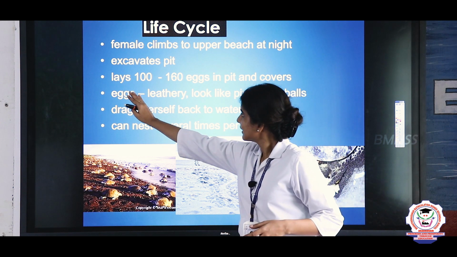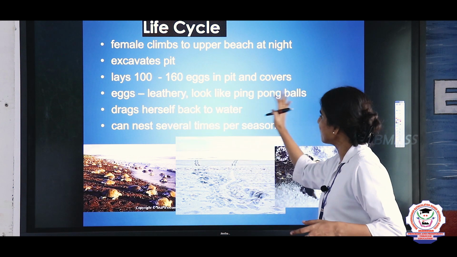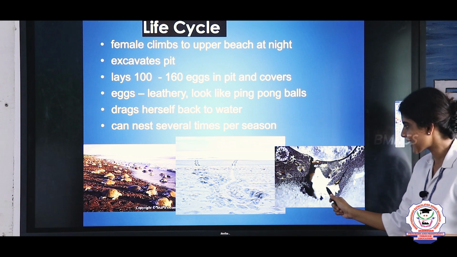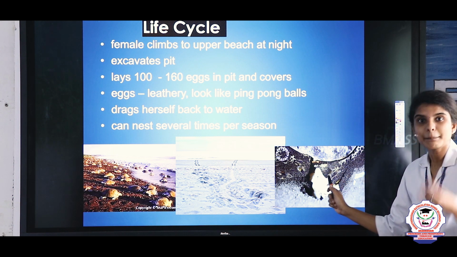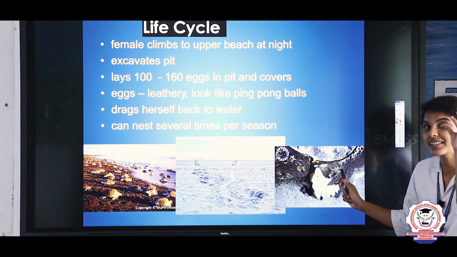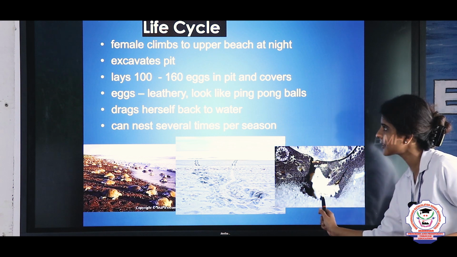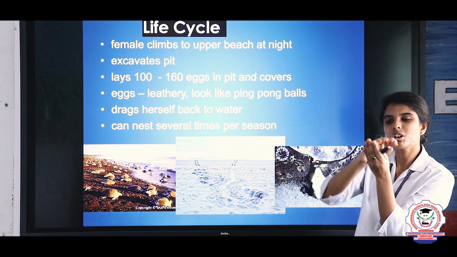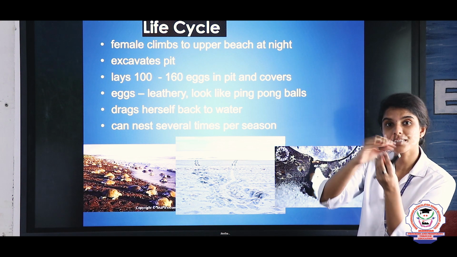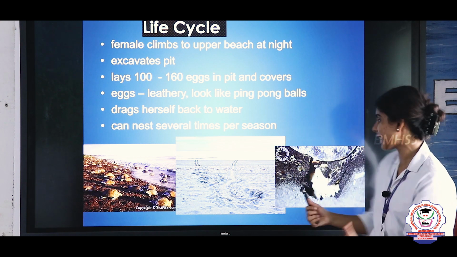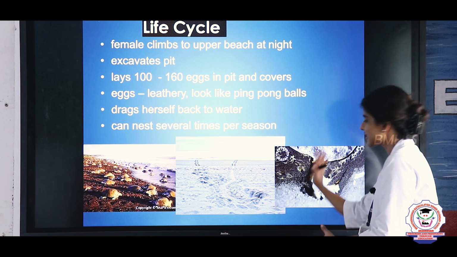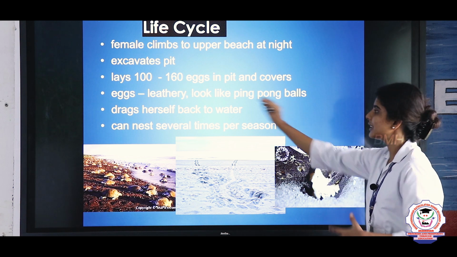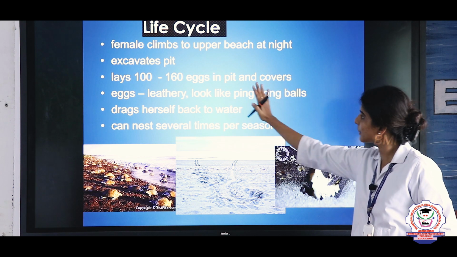Then the eggs are leathery and look like ping pong balls. So look here, look at the eggs. They look like ping pong balls, that means table tennis balls. And they are something like leathery. Leathery means, you all have noticed it in leather purses, isn't it? So likewise, the eggs look like a leathery substance and look like ping pong balls.